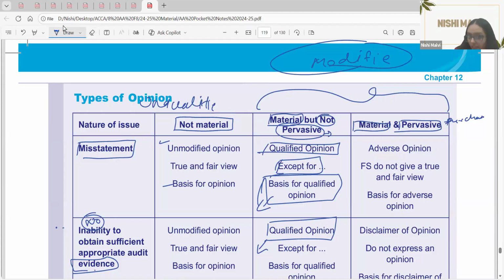These two. In a modified, qualified opinion, the error is not pervasive, not affecting anything else. If it is affecting, it is an adverse opinion. If there's a lack of evidence, it is a disclaimer, that they are not getting evidence, they have not done the audit. In short, they'll state that.